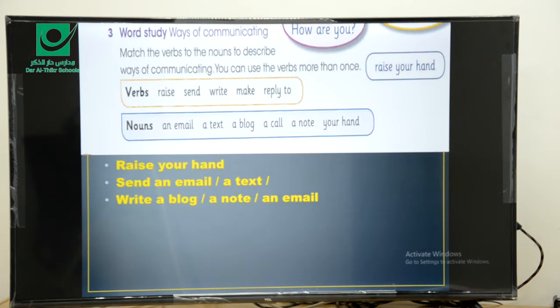Now make, try to guess the answers before I show you. Make, we say make a call or make a note. And the last one, reply to, we say reply to an email, reply to a text, or reply to a call. Yes. So please, I want you to memorize these verbs with the nouns. This is called in English collocations.